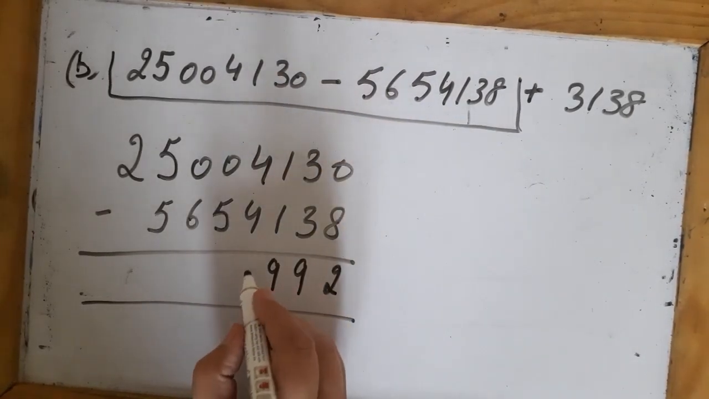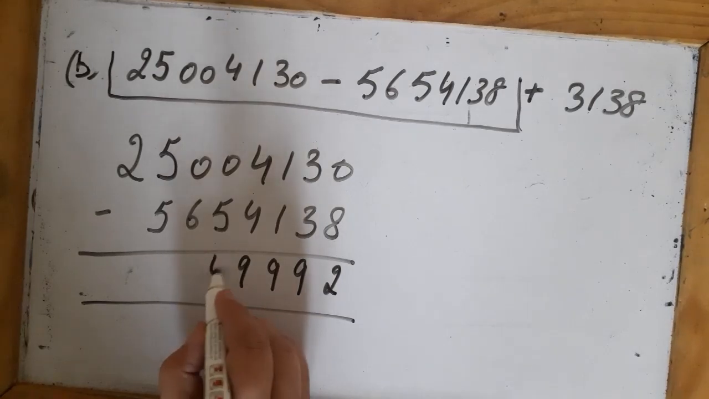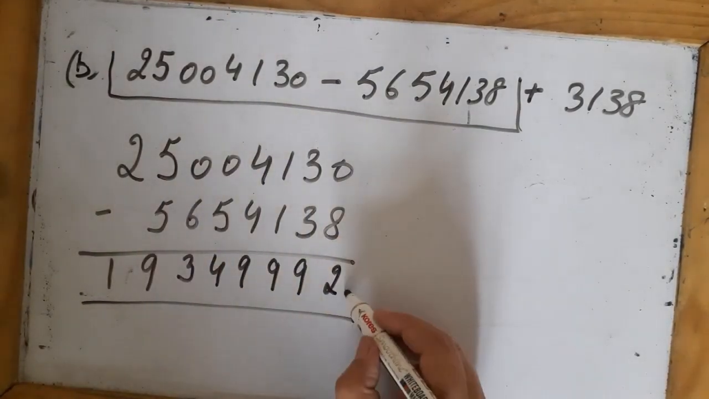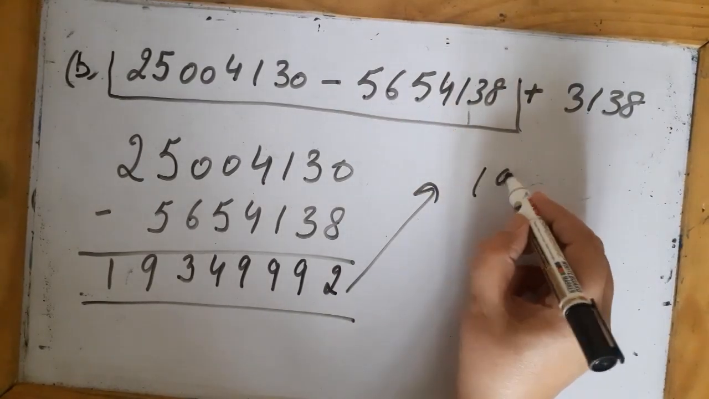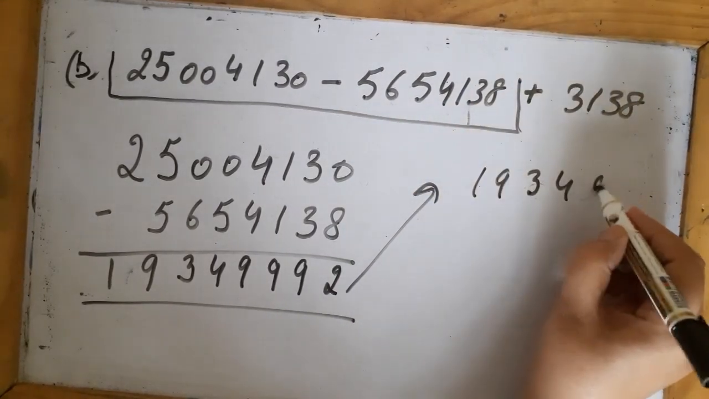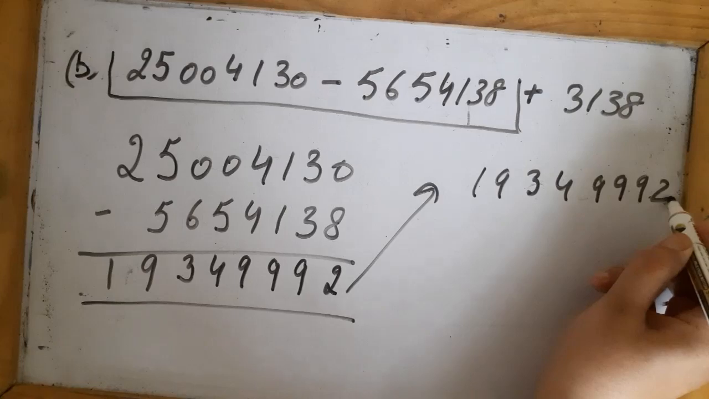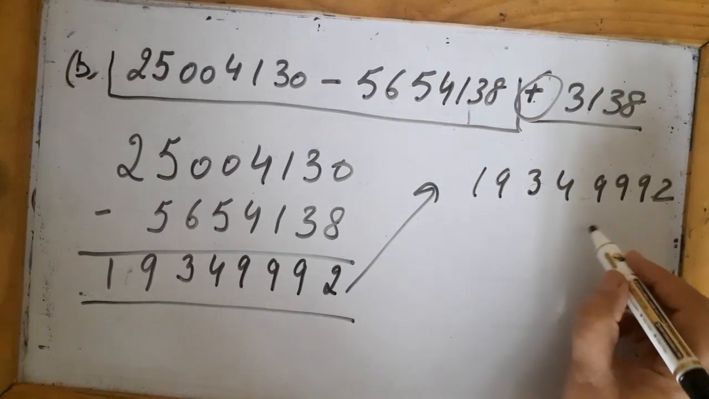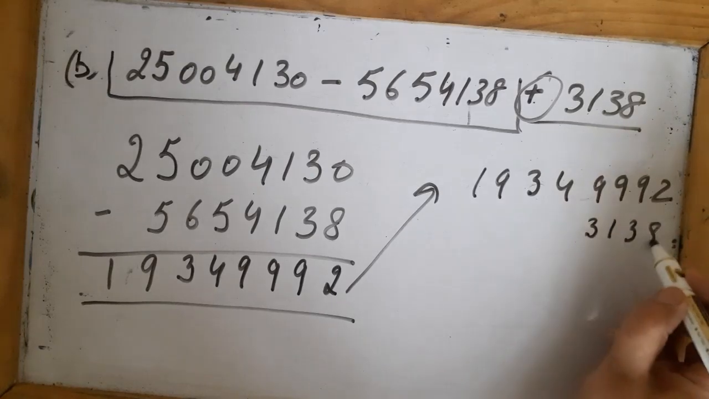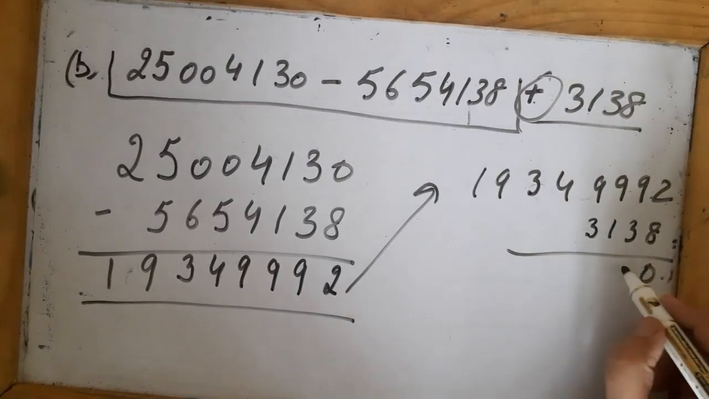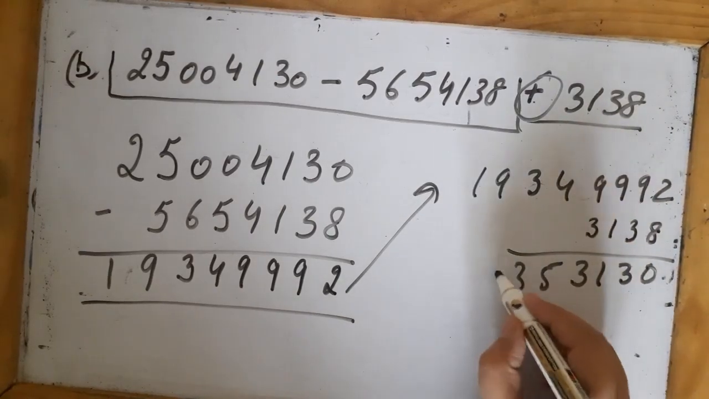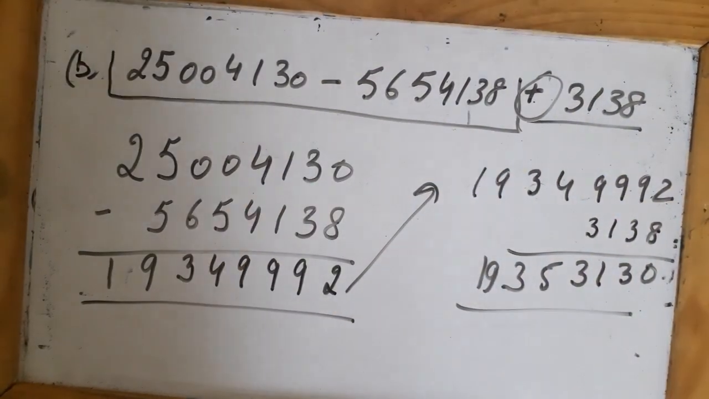You will get this answer, and from the answer which you have got, you can add the third number because there is a sign of plus. So 3138. So this is your answer for the B part.